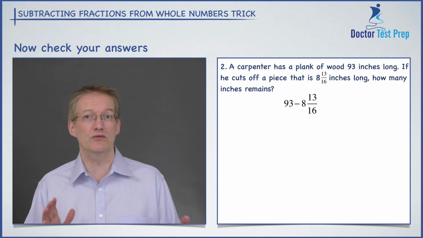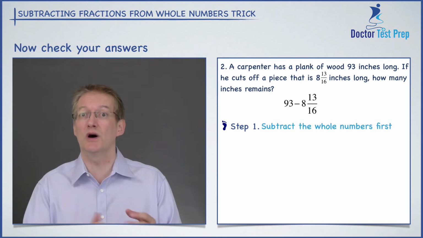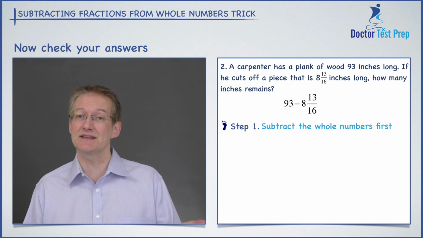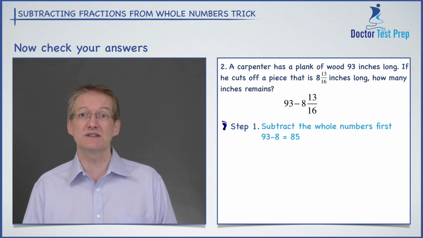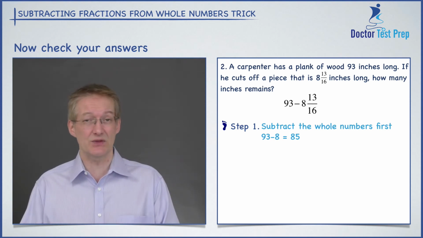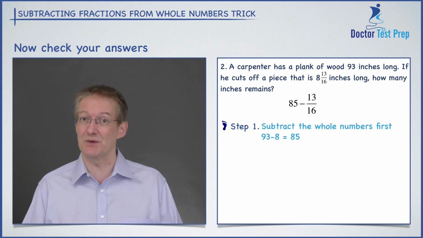Now remember from our section on subtracting fractions, if you've got a mixed number, you take away the whole parts first. So that's what we're going to do. We're going to take away 8 from 93, and when we do that we get 85. Then we're going to take away the fractional part, which is the 13/16. So this question is actually the same thing as writing 85 take away 13/16. And now we know how to do that.